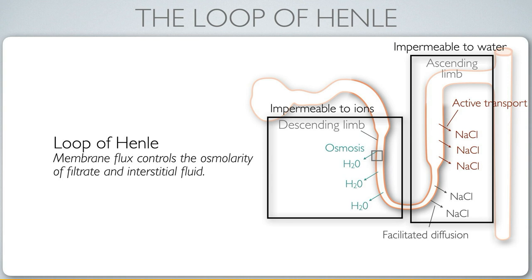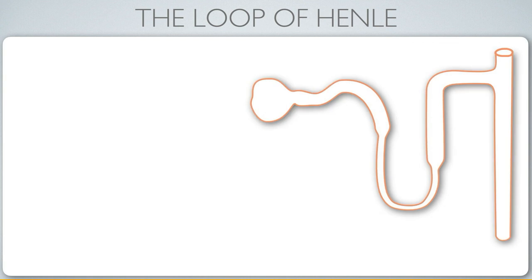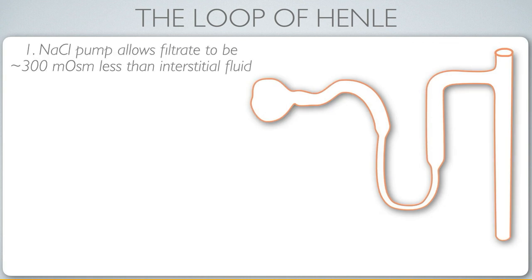Now, we're going to do another round of this just so it's very clear how this works. This is the confusing part. I'm going to step through different aspects of this so we're on the same page. The first step is that we're going to start with the ascending limb. We have the NaCl pump, which we just detailed. It allows the filtrate to be 100 milliosmoles less than the interstitial fluid.